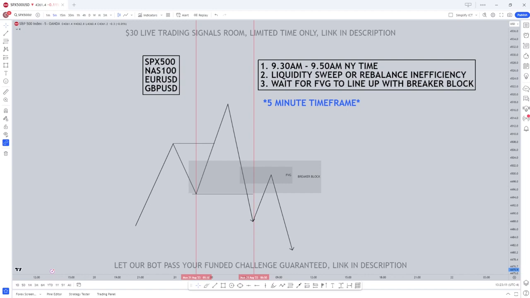This is one of ICT's favorite setups and it has the highest win rate by far. So if you're someone who struggles with ICT concepts, this is the video for you. All you need is one time frame, there's no daily bias, and I'm going to share with you a secret time that no one else is sharing when this strategy works best.